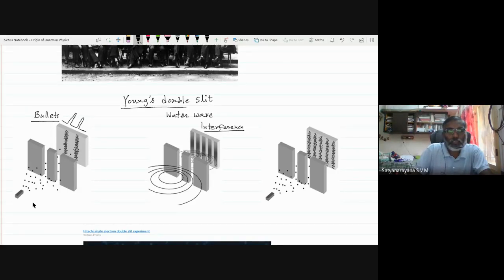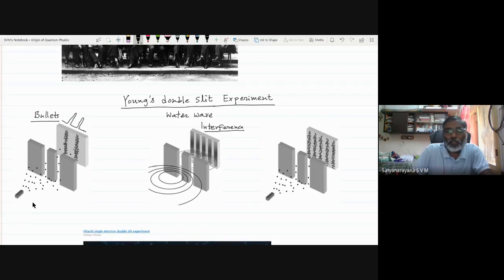There was a debate whether light is made up of particles, because Isaac Newton believed that light is made up of particles, which he called corpuscles. And people like Huygens believed that it is a wave. Young's experiment, in some sense, clinched this debate in favor of light being a wave rather than a particle. So Young's double slit experiment is a very important experiment to establish the wave nature of light. If you do this experiment in an optics lab, you will see an interference pattern. Same thing, if you take water waves or sound waves, any waves, you have this kind of interference pattern.